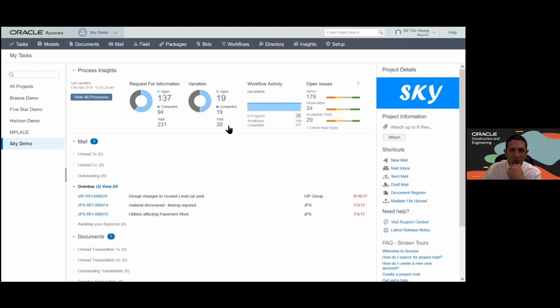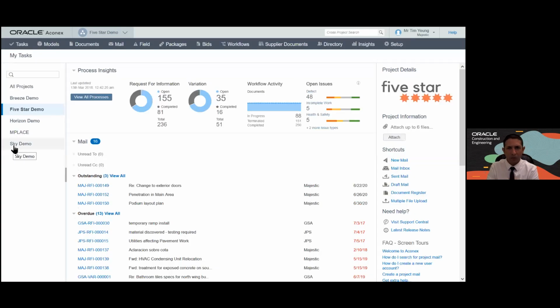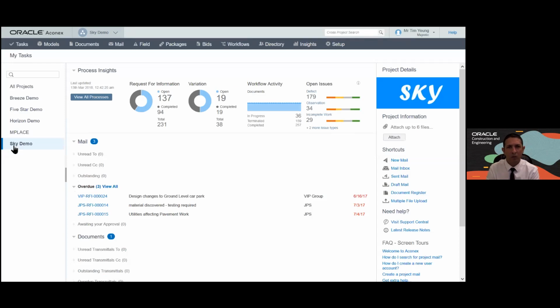Okay, so what you see here is the various projects that I've got access to. So I can move around between them. So I'll be able to have access to the various projects I'm working on. And maybe the best way to look at this is, for instance, we're in the design stage of the construction work. How can we tell very quickly that we are progressing well in terms of the documents that we need to produce?